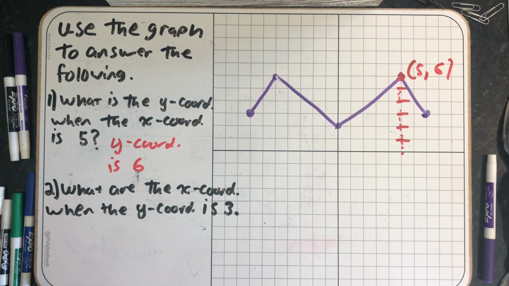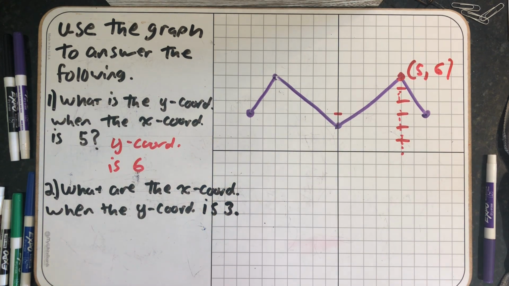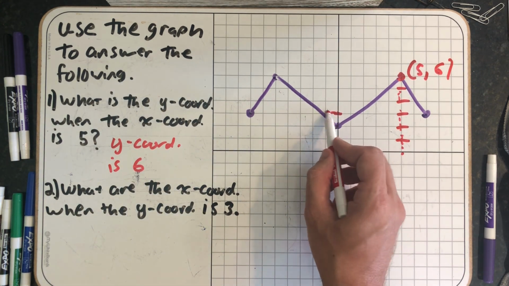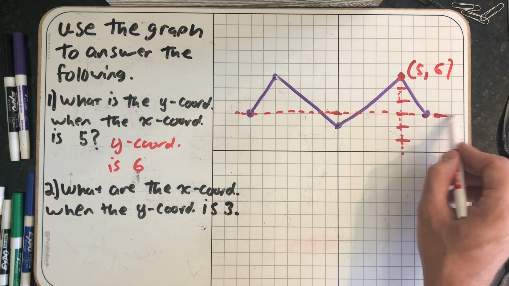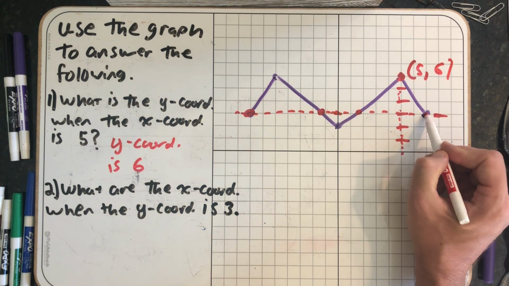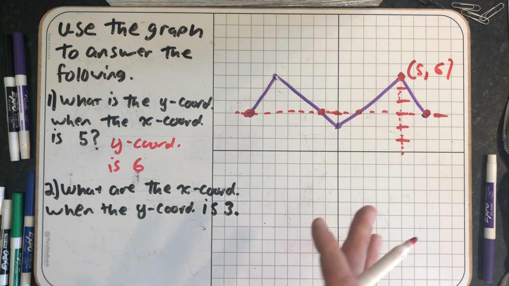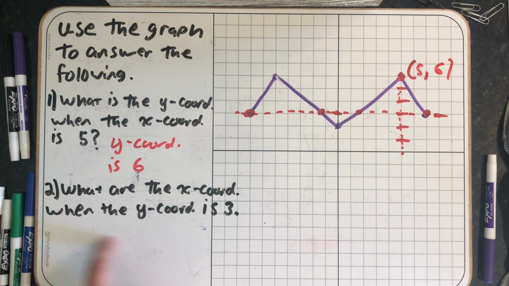In the second question, we kind of get the question turned around. What are the x-coordinates when the y-coordinate is 3? Well, the y-coordinate being 3, 1, 2, 3, means I'm looking for points that would be at that height. And so, just thinking about it, I see a point here, points there and there, and there, right? And so there's 1, 2, 3, 4 places where I think that when the y-coordinate is 3, I'd have a point on the graph.